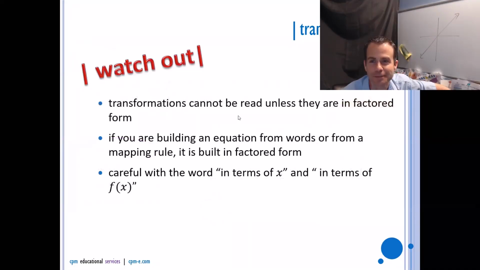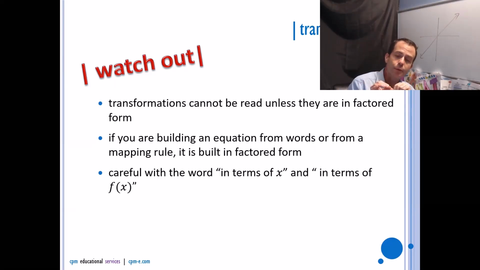Okay, so just a couple things as we wrap this up to watch out for. Remember, I promise you this will happen on your diploma. Transformations cannot be read unless they are in factored form. So you have to take whatever that B value is and factor it out of the x minus C stuff. If you are building an equation from words or from a mapping rule, it's built in factored form already. So if I was just to list the transformations and ask you to build the equation, there'd already be 2 sets of brackets there.